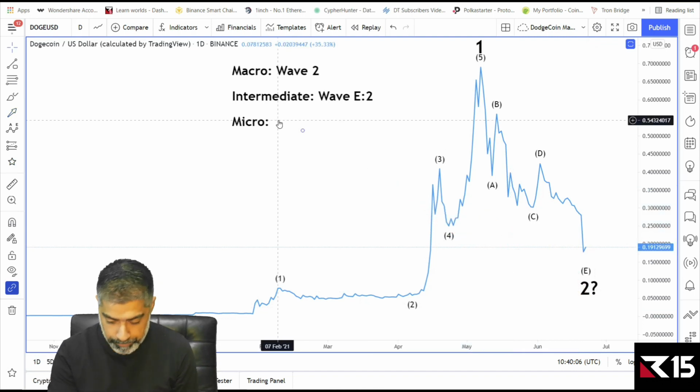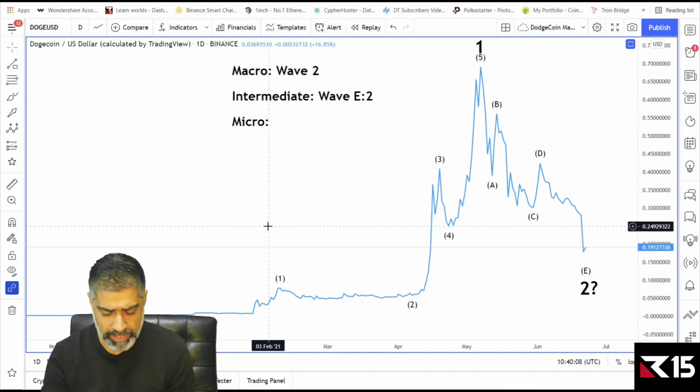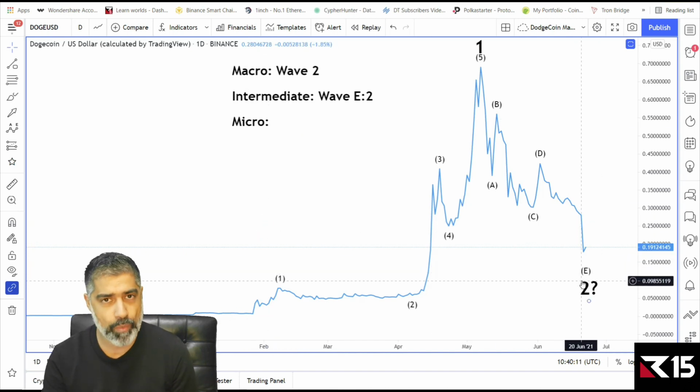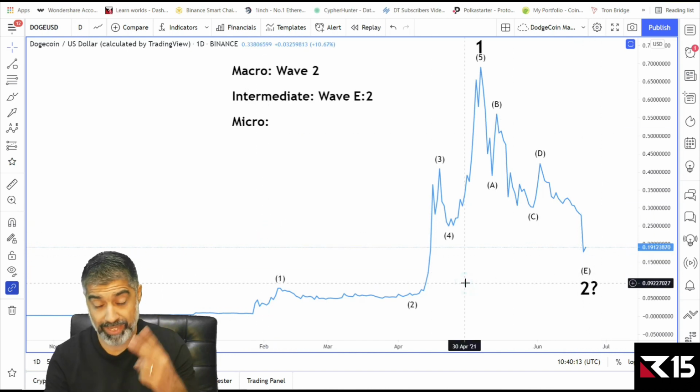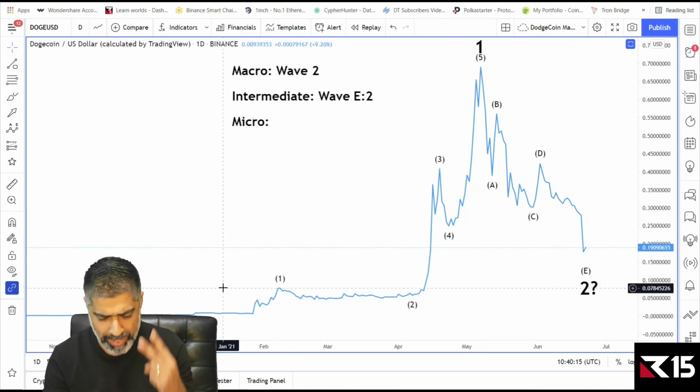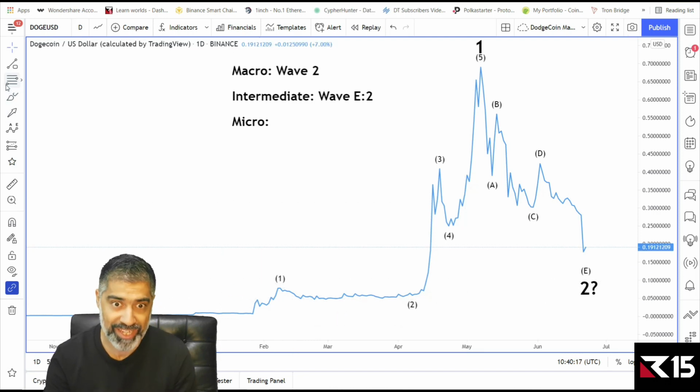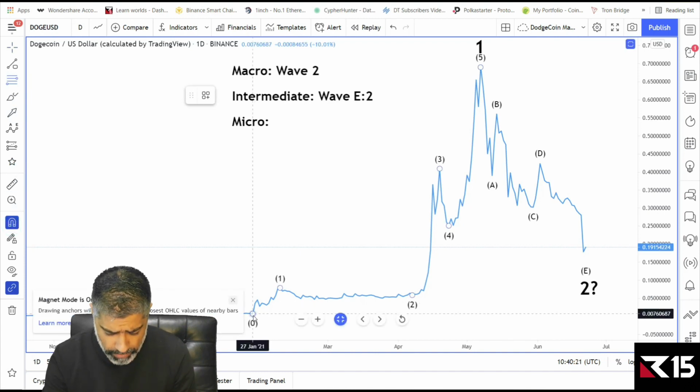So now what we're going to do, before we dive into the micro, let's just look at the typical end of a wave 2, especially when it's like this. And we're going to look at some retracements. Two main retracements. It's not time retracement, price retracements. Price.